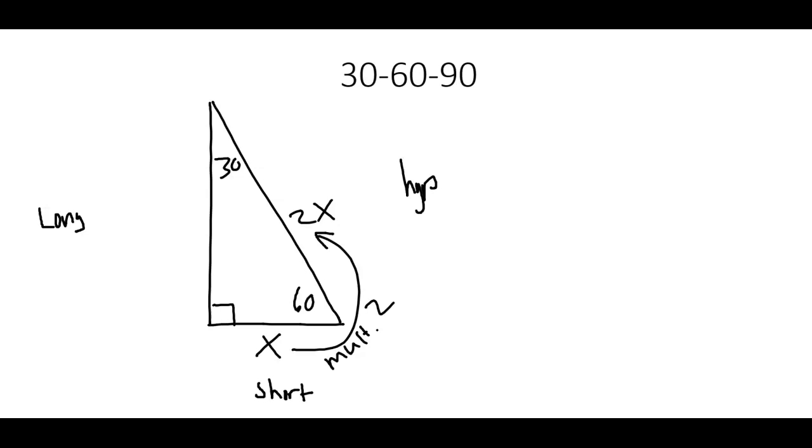Okay. Now, if you ever want to work backwards, though, what do you think you would do? What if you had the hypotenuse, you need to find the short leg? What do you think you would do? You do the opposite. You would divide by 2.